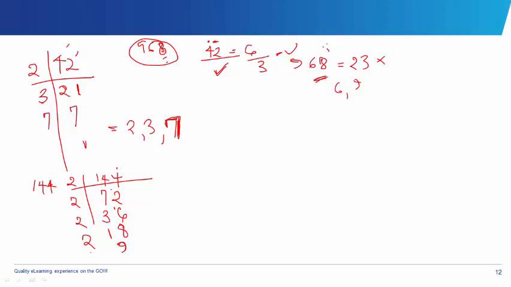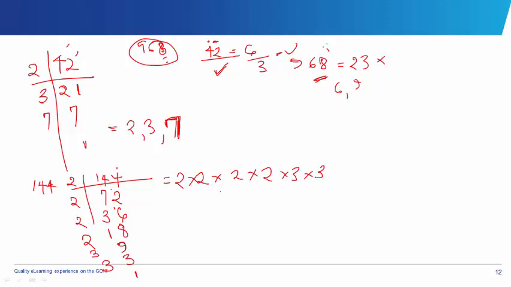We'll go to the next prime number, and that is 3. 3 into 9 will give us 3. 3 also can divide. 3 into 3 will give us 1. So in prime factors, we now have 2 times 2 times 2 times 2 times 3 times 3. So we've now expressed 144 in prime factors.